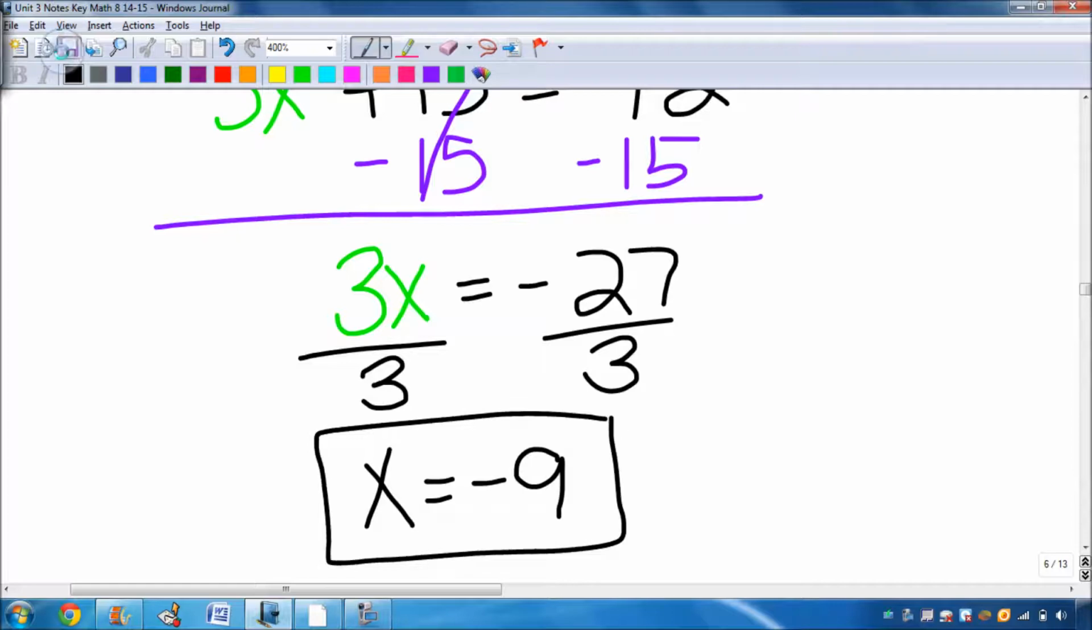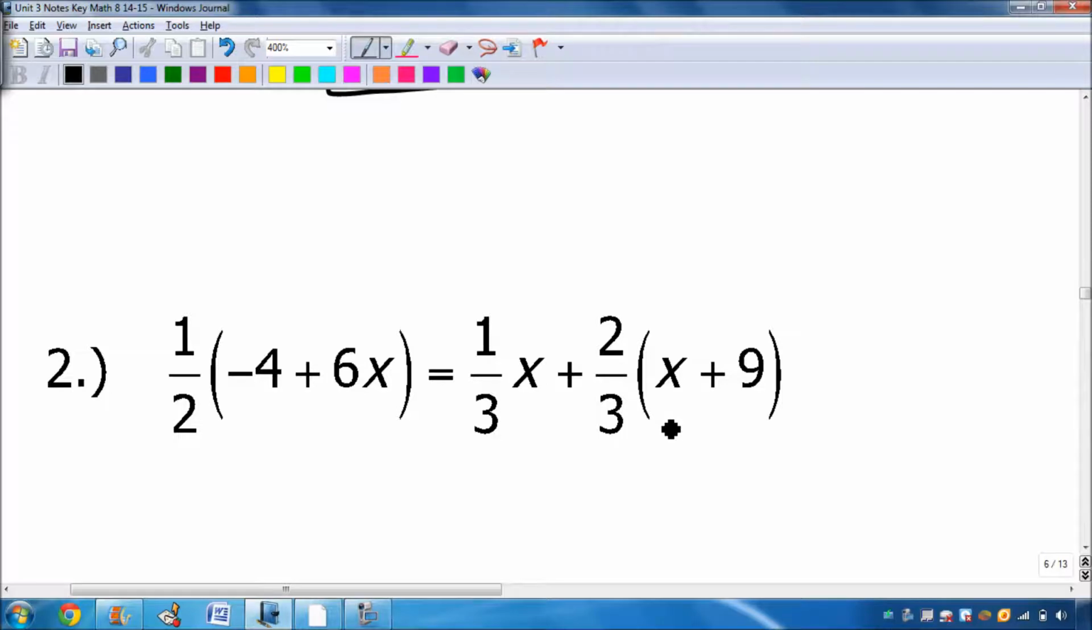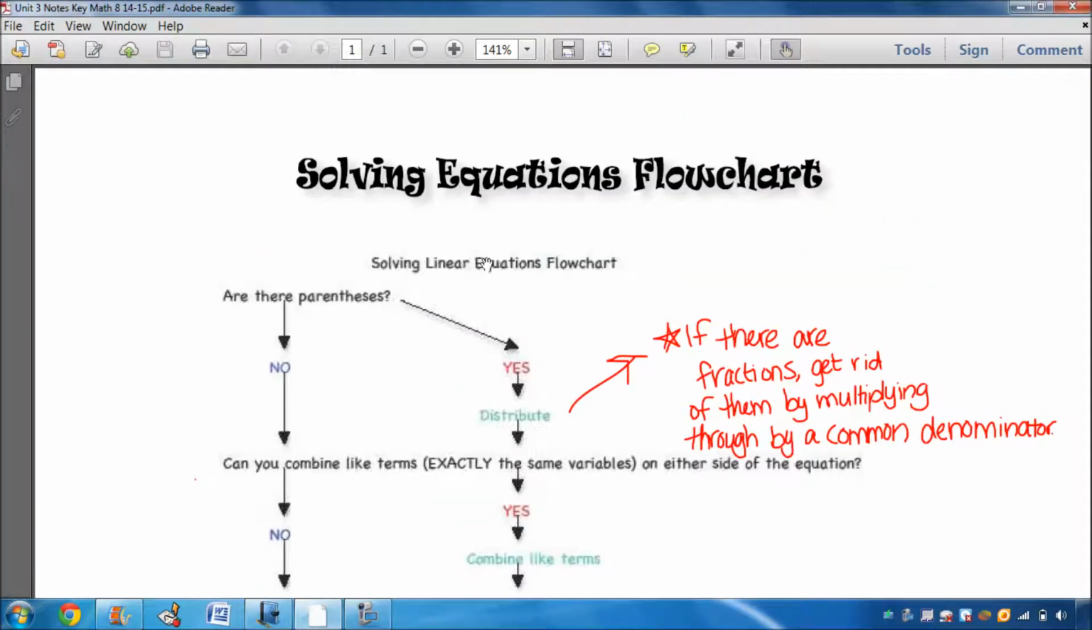Okay? All right. We're going to go through the flowchart again for the next question that we have here. So question number 2. Let's start right at the top of our flowchart. Are there parentheses? The answer is yes, so we should distribute. So let's go ahead and do that.